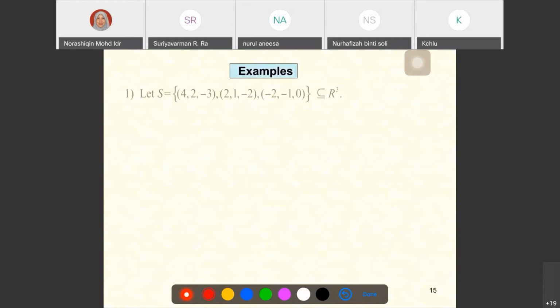Examples. Let S be that set of R3. We want to show that (1, 1, 1) is not in span of S. If (1, 1, 1) is in span of S, then (1, 1, 1) can be written as a linear combination of (4, 2, -3), (2, 1, -2), (-2, 1, 0). Okay. So let's see whether we can find the C's.